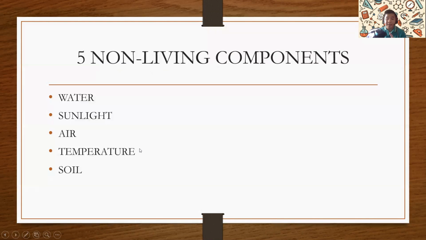Let's go to the previous page. The five non living components. There are actually a whole lot of non living components when it comes to an ecosystem. Basically, anything that is not living is a non living component, and it can affect all of the things in a specific area. But for now, we'll just study the five basic non living components. First, we have water, then sunlight, air, temperature, and soil. Now let's do this one by one.